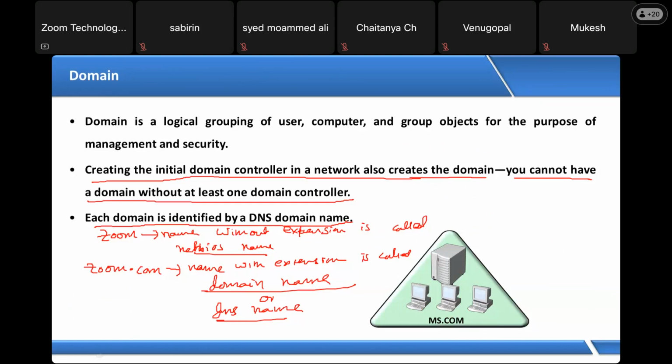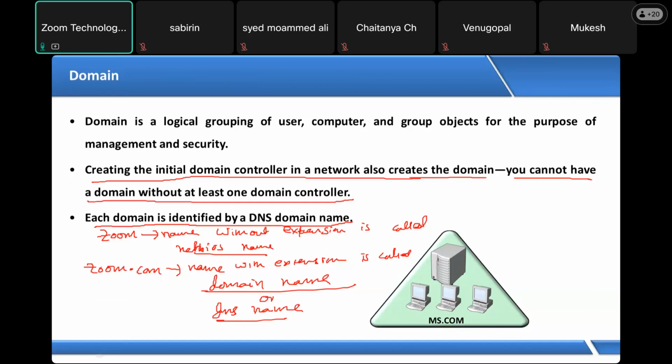So the first point I told you, ADDS. ADDS is a service which is used to make our network centralized, a domain model. Just by installing ADDS, will that machine become a server? No. We have to promote it, we have to configure it. While configuring the domain controller, we have to give one name. That name should be with an extension. That name is called the domain name. So a domain cannot be there without a domain controller, or a domain controller cannot be there without a domain name.